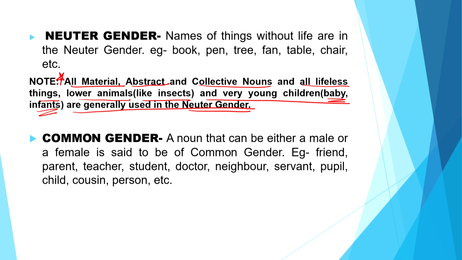Now, moving on, next is common gender. A noun that can be either male or female is said to be of common gender. For example, friend, parent, teacher, student, doctor, neighbor, servant, child, cousin, etc. So, these are all your common gender. Suppose, for example, you are talking about a teacher. It can refer to a male teacher or a female teacher until and unless you specify whom you are talking about. So, these are all your common gender.